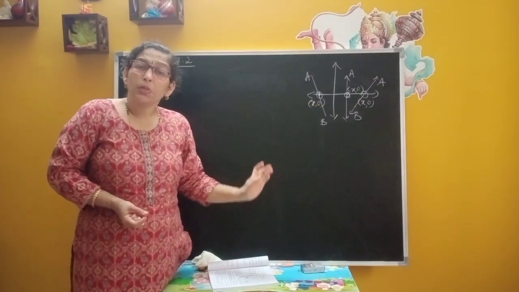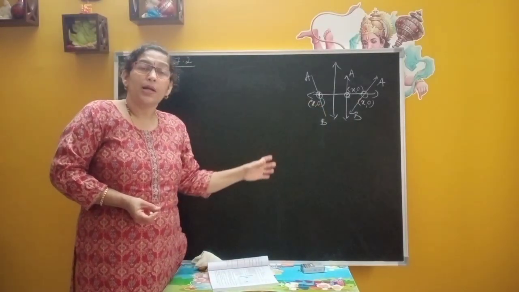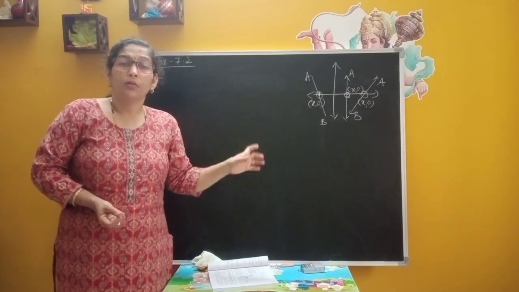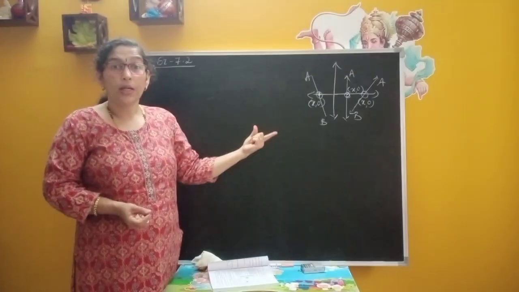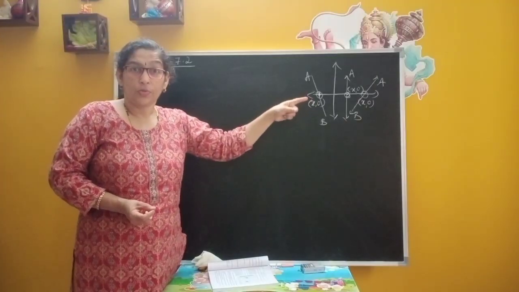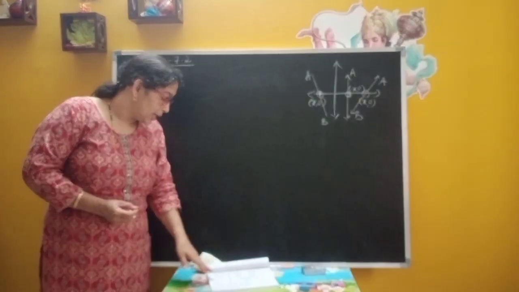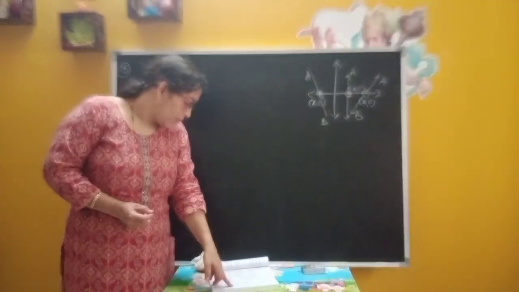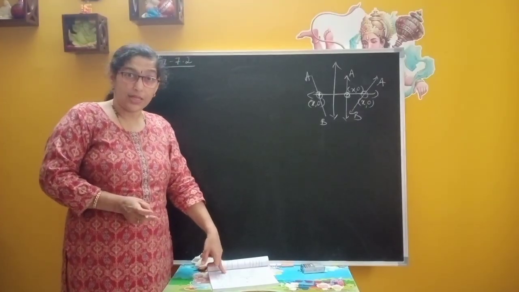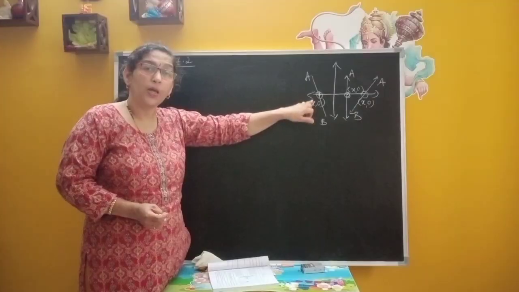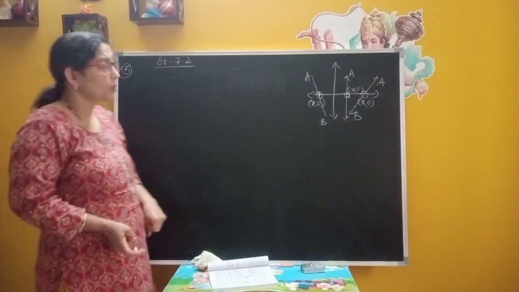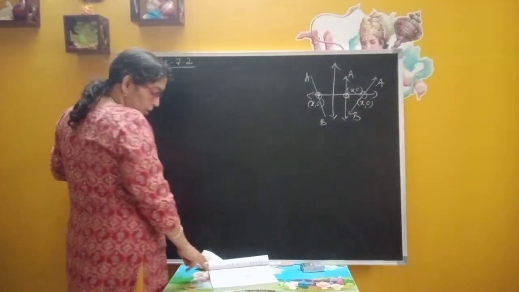Similarly, a problem can be given where the y-axis divides the line, that is, the dividing point is on the y-axis. Then what would be the coordinates? Then it would be (0, y). So if the line is divided by the y-axis, the coordinates of that point would be (0, y). So let us continue with the problem now.